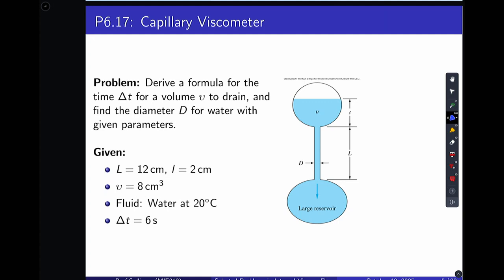Okay, I have a length there. I have a head of water on top of it. I have a volume of 8 cubic centimeters. And the time to drain, so time delta T, is 6 seconds. Find the parameter D for water given those.